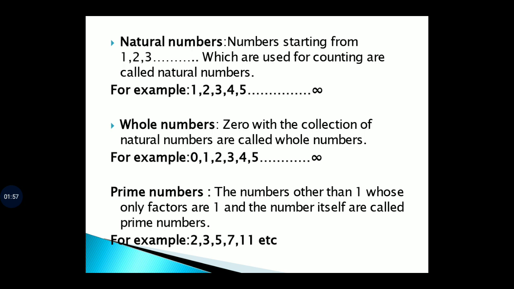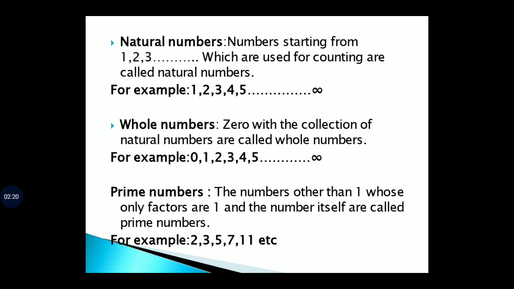Next one, whole numbers. 0 with the collection of natural numbers are called whole numbers. For example, 0, 1, 2, 3, 4, 5 and so on up to infinity. That means along with the natural numbers, if 0 is included, such a set of numbers is called whole numbers.